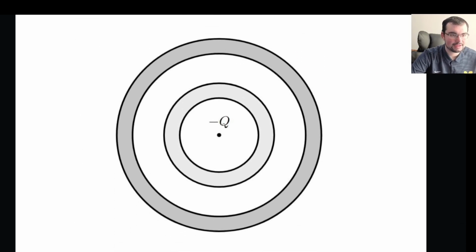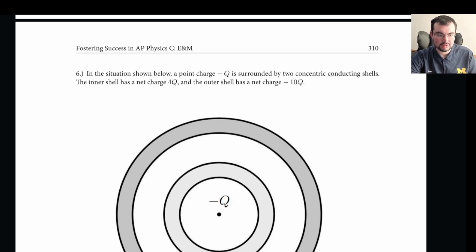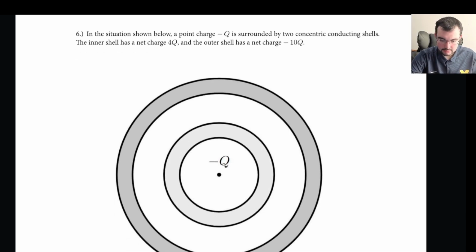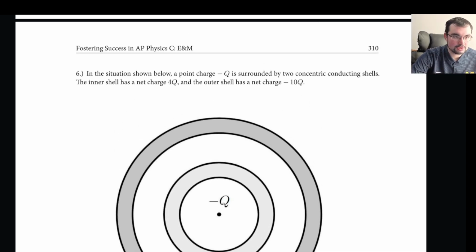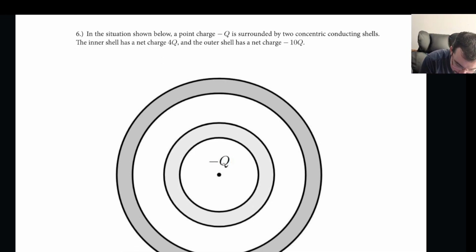So now let's apply this in context to a conductor sandwich here. In the situation below, we have a negative Q that is surrounded by two concentric conducting shells. The inner shell has a net charge 4Q to distribute, and the outer shell has a net charge of negative 10Q to distribute. So these are not the surface charges. This is just the net charge of the shell. So I have 4Q that can be distributed from this one, and I have negative 10Q that can be distributed from this one.